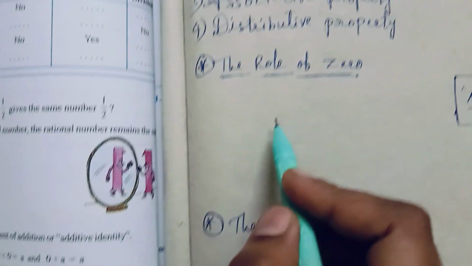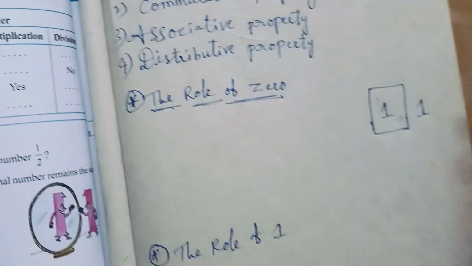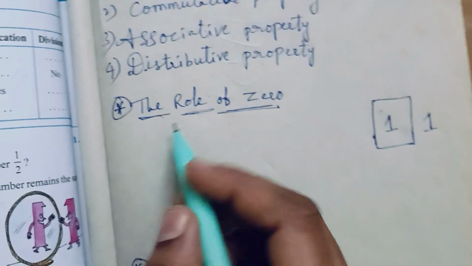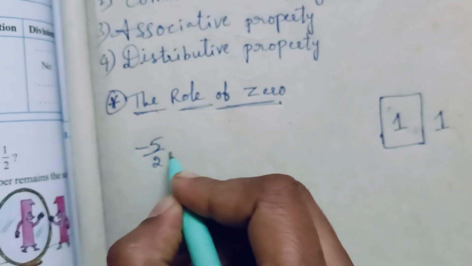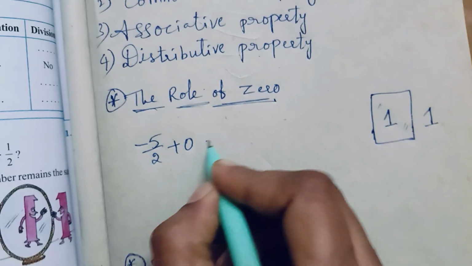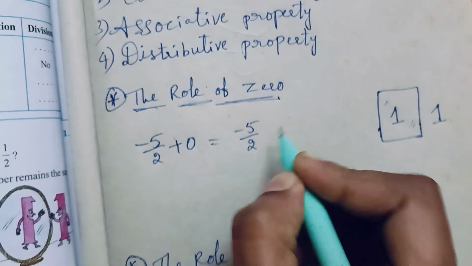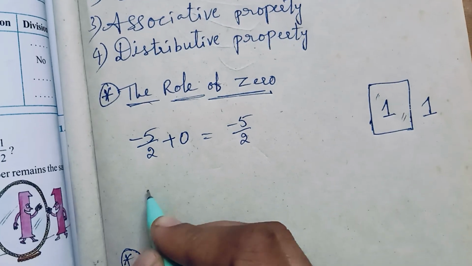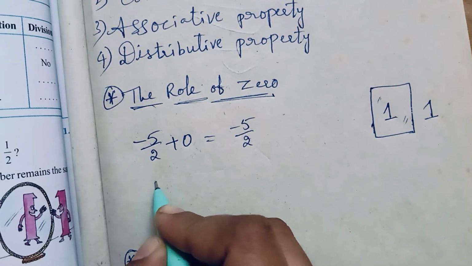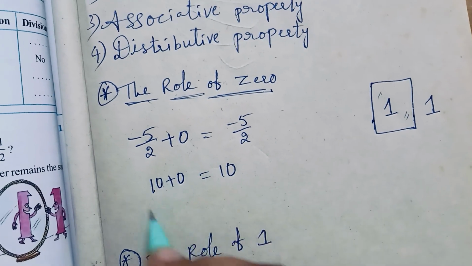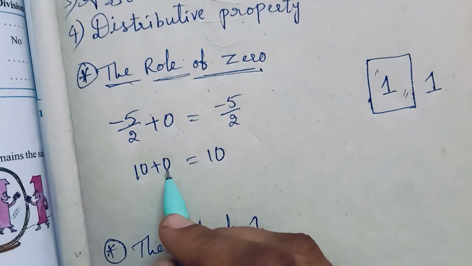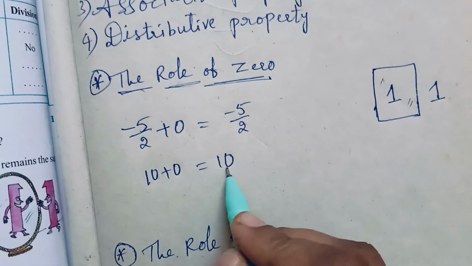So what is the concept here? If we add any number to 0, for example, minus 5 by 2 added to 0, you will get minus 5 by 2, and 10 plus 0, you will get 10. So if we add any number to 0, you will get the same number.